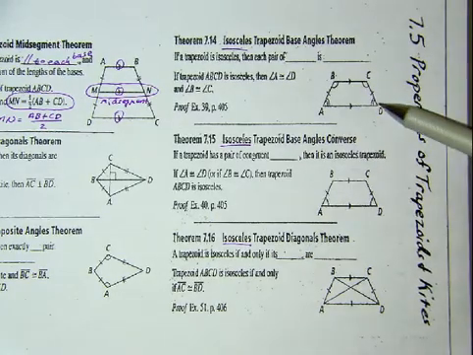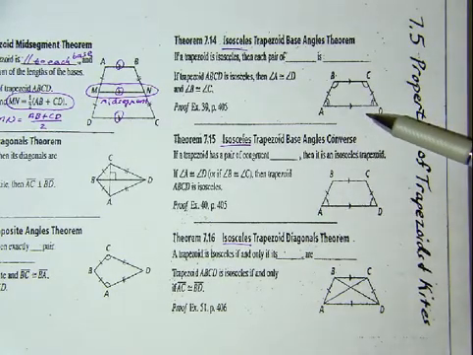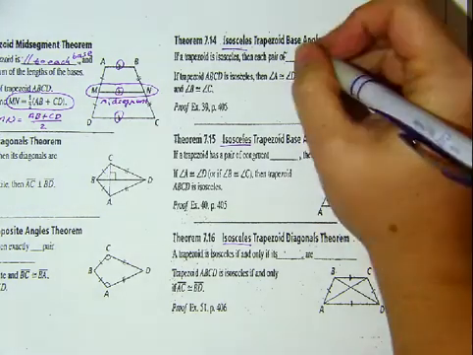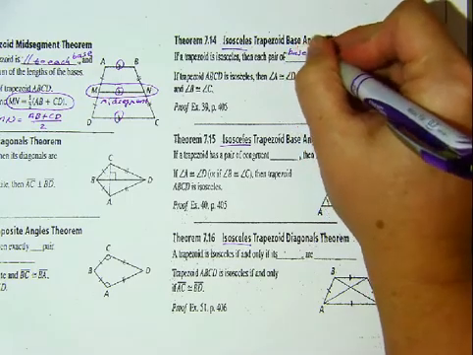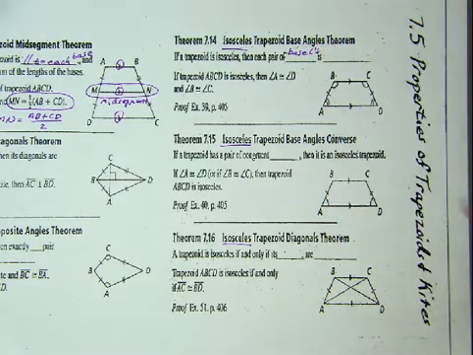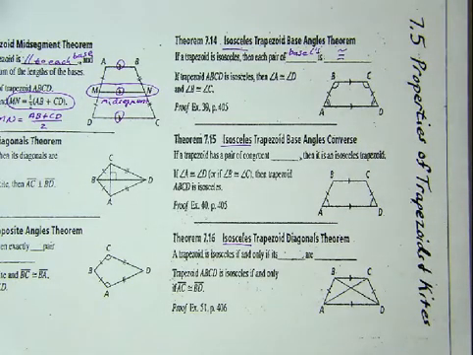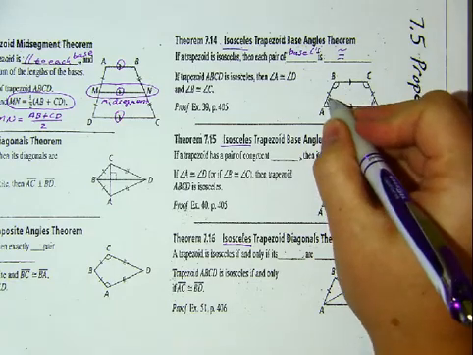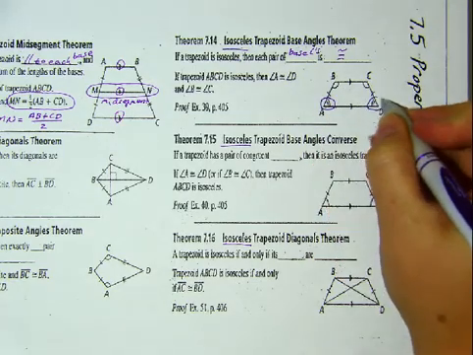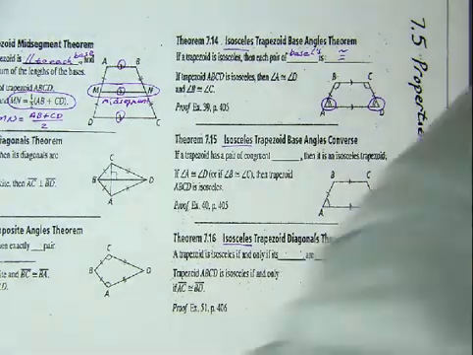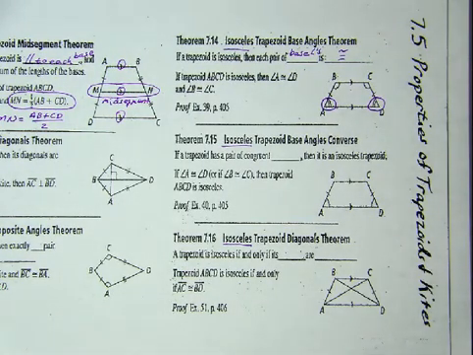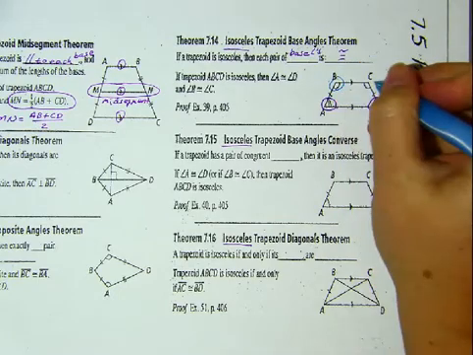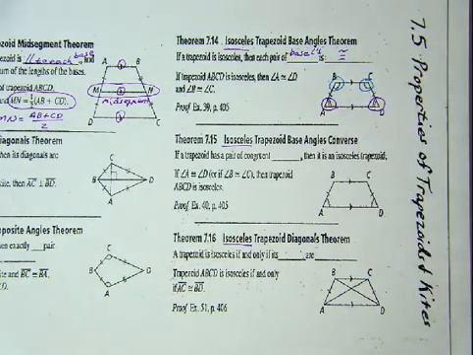Okay, so the first one that we have, if a trapezoid is isosceles, then each pair of base angles is congruent. Okay, and we talked about that just a little bit on the doodle notes. We were looking at these angles here. So we have A and D are congruent. And then we also have angles B and C as congruent.